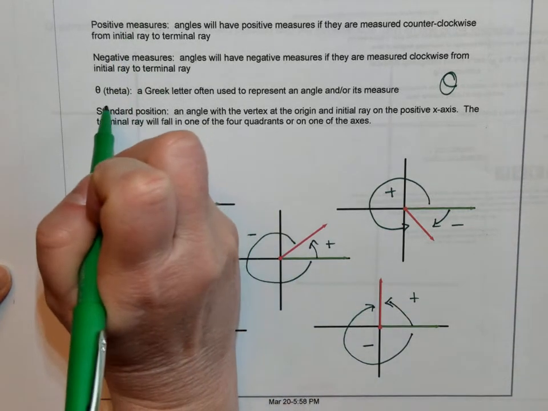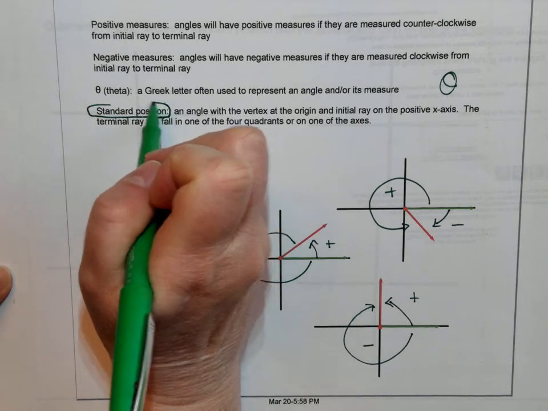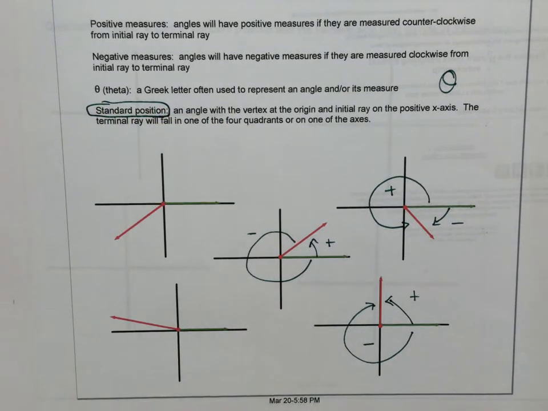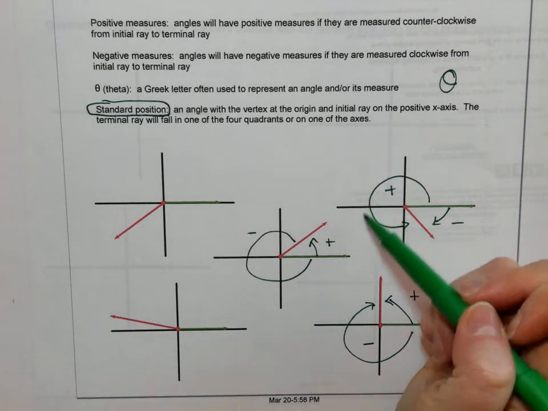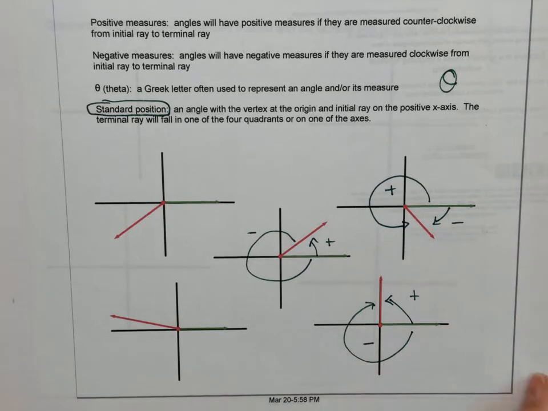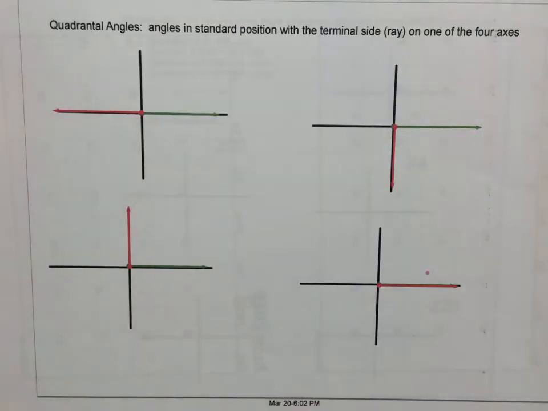Okay, but here's the key to today. Standard position: an angle with the vertex at the origin, an initial ray on the positive x-axis, and the terminal ray will fall in one of the 4 quadrants, or on one of the axes. And we're gonna define all of that before we're done. So notice how I always have the green line off to the right, my vertex is in the center, and my red can go anywhere. It can go either direction, it doesn't really matter. So positive measures if I measure this way, and negative measure if I measure this way. Okay, so far so good.